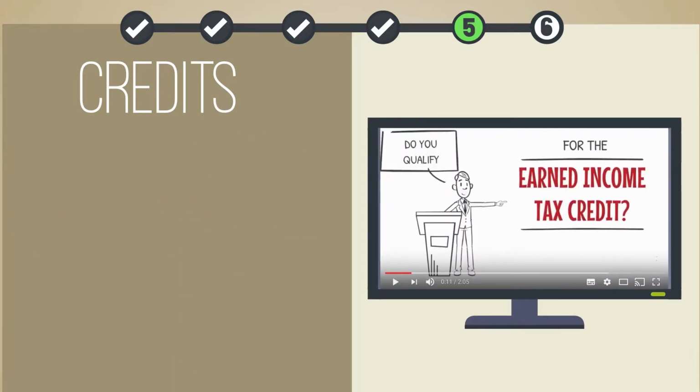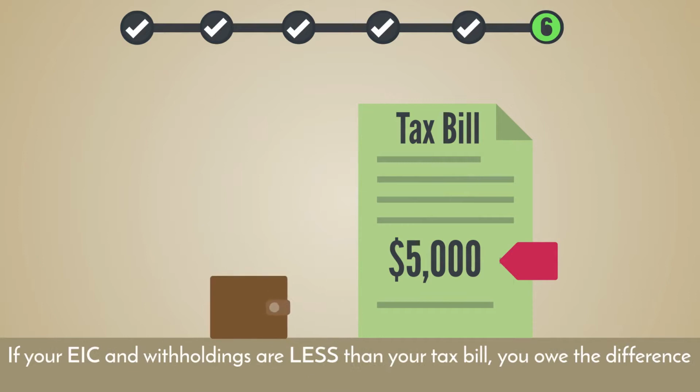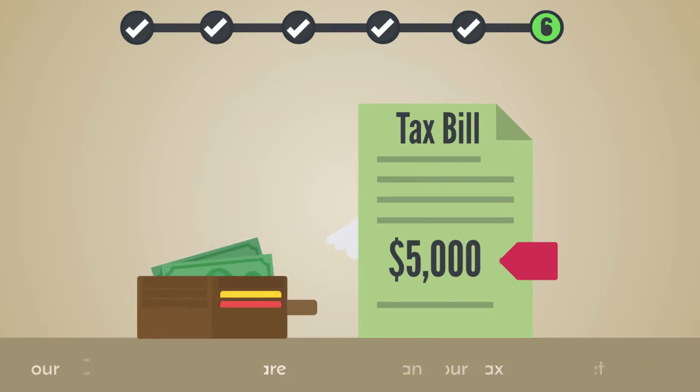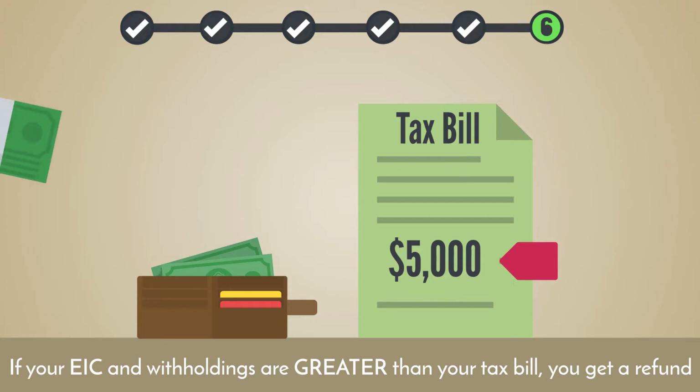The moment of truth. If your withholdings and EIC are less than your tax bill, you'll owe the difference. When your withholdings and EIC are greater than your tax bill, you'll get a refund.